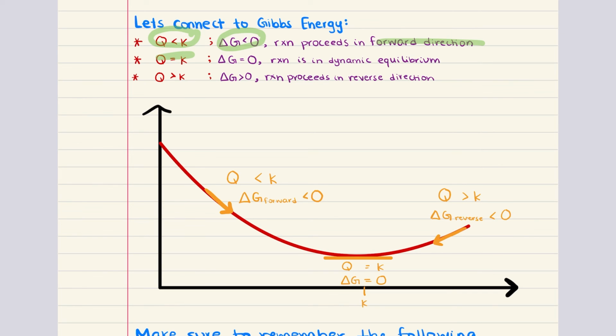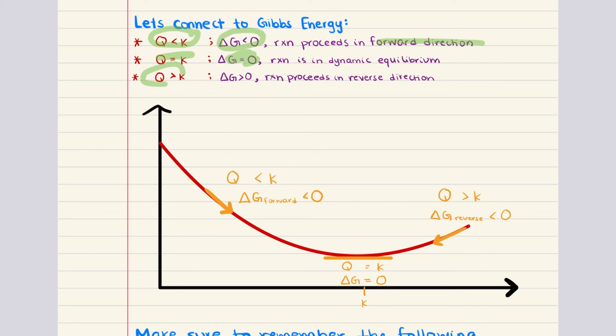What about when the reaction quotient and the equilibrium constant are equal? Delta G here is going to be 0, and this indicates a state of dynamic equilibrium where the forward and reverse reaction rates are equal. So there is no net change in the concentration of reactants and products.